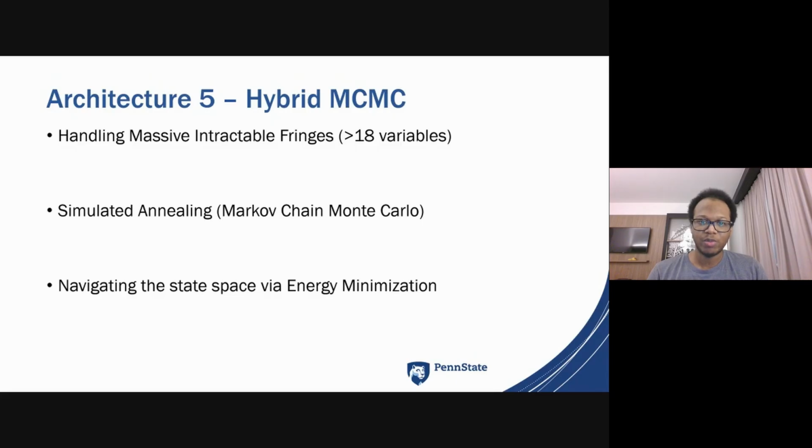For this, we built our most advanced model, the hybrid MCMC, using simulated annealing. Simulated annealing is an algorithm inspired by metallurgy, where metals are heated to high temperatures and slowly cooled to remove crystalline defects and reach a state of minimum energy. Instead of building the board from scratch, this agent generates a random binary state for the entire fringe. It then calculates an energy score based on the total number of constraint equations that the random state violates.